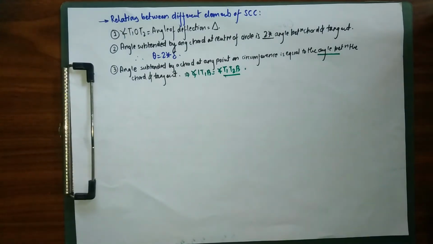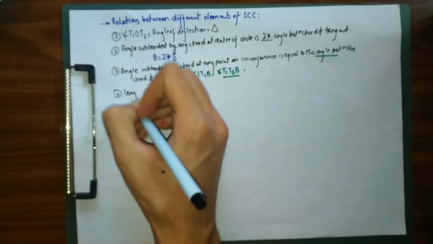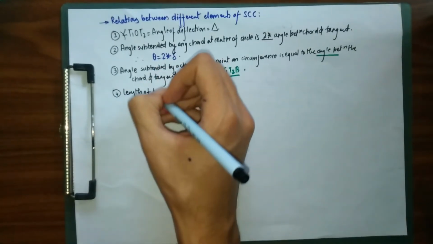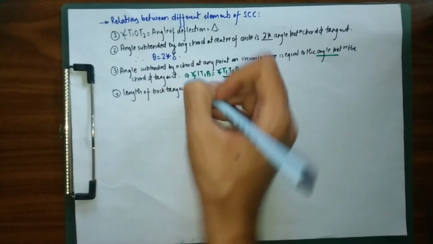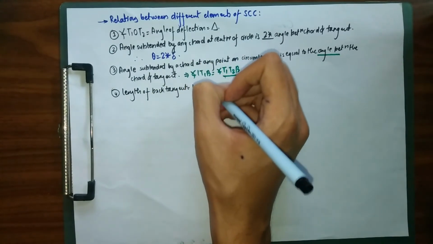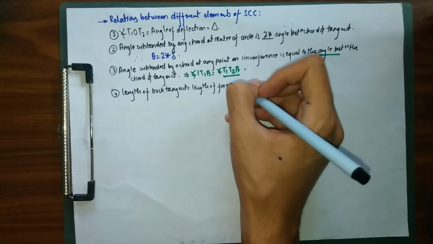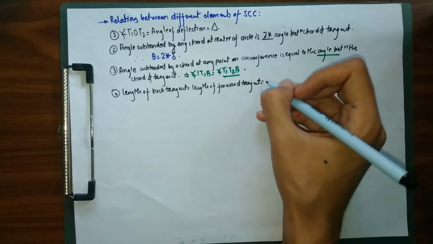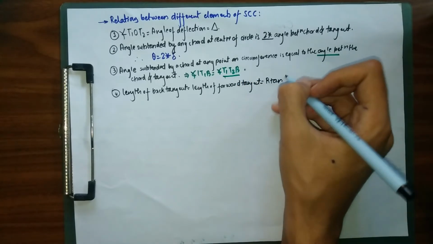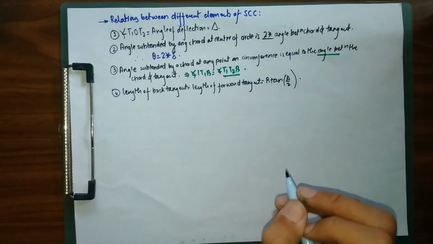In our fourth property we'll be calculating the length of the back tangent, which is simply equal to the length of the forward tangent. As we already talked about before, both the backward and forward tangent lengths are equal, and this length is simply equal to r tan del by 2, r tan del by 2. So let me show how.